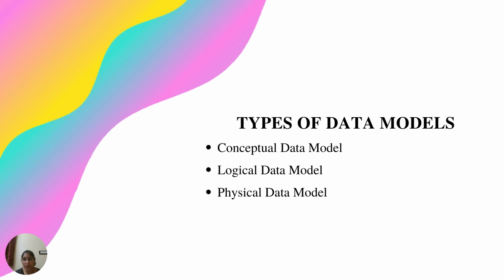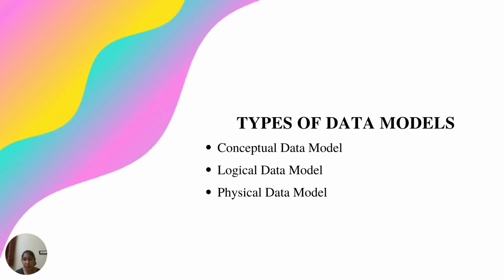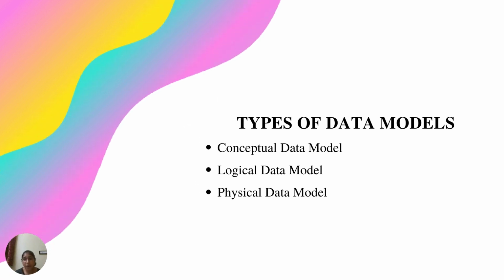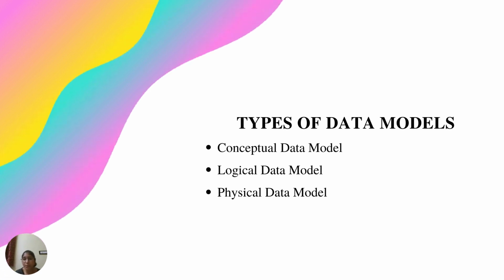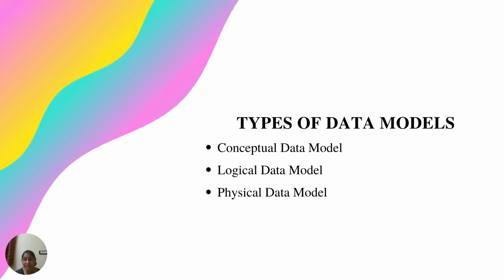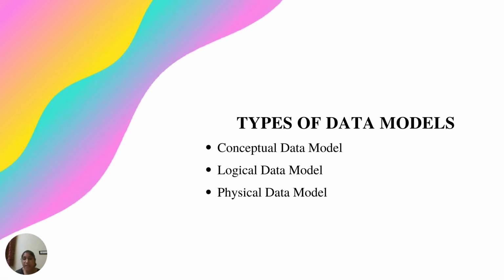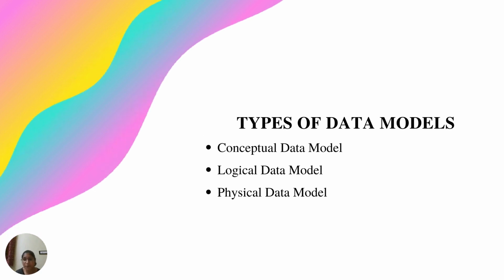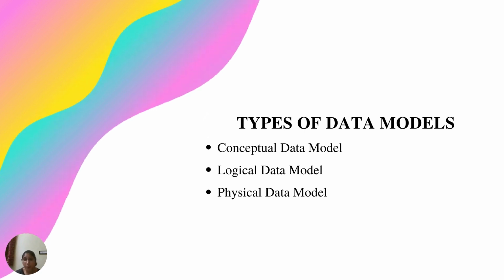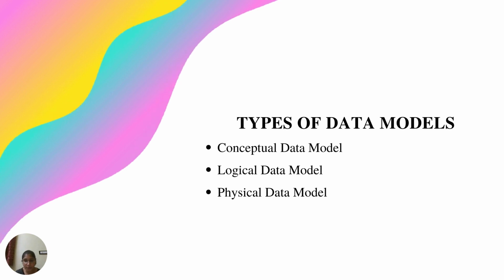Now, types of data models. There are actually three types of data models. Those are the conceptual data model, logical data model, and physical data model. The conceptual data model defines what the system contains. This model is typically created by business stakeholders and data architects. The main purpose of this data model is to organize, scope, and define business concepts and rules.